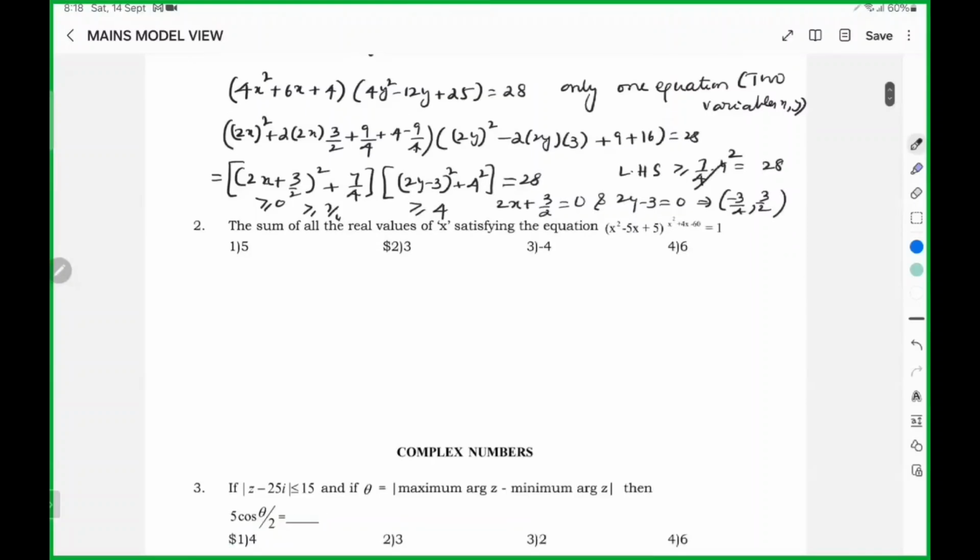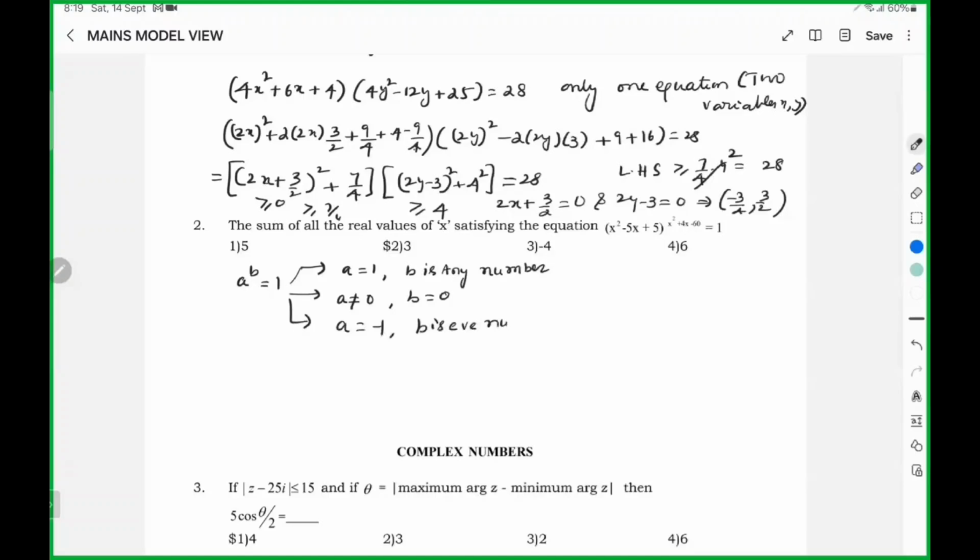Here in this, sum of all the real values of x satisfying the equation. A power b is 1. There are many cases. A is 1, b is any number, or a is not equal to 0, b is 0. And another possibility, a is minus 1, b is even number.